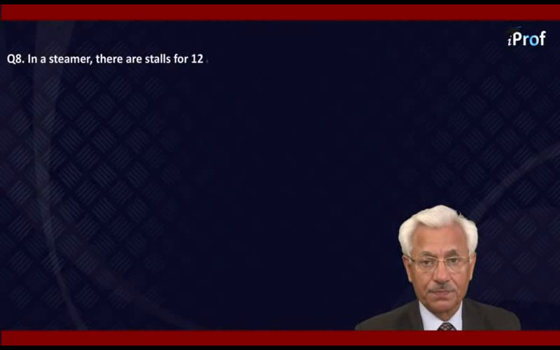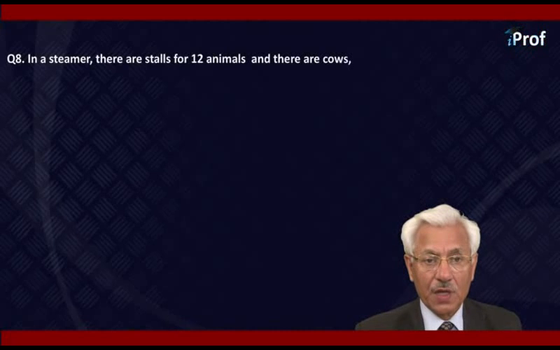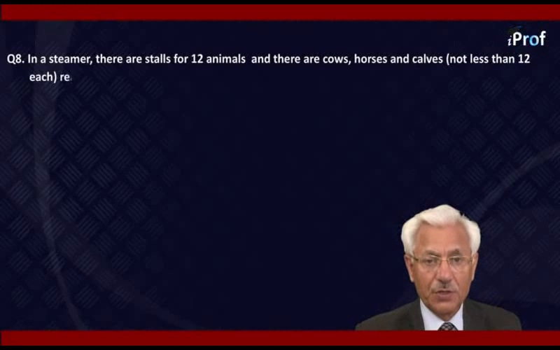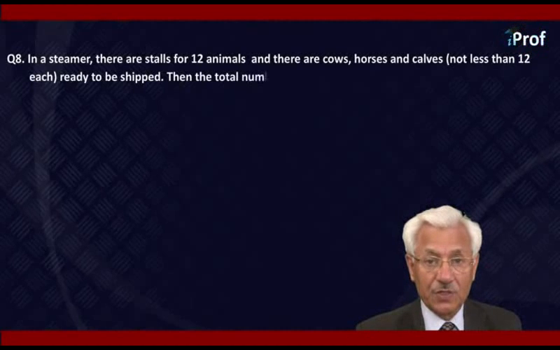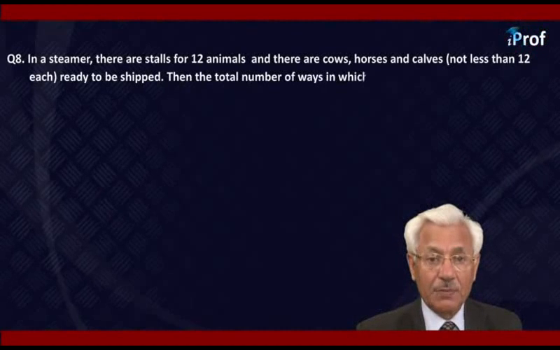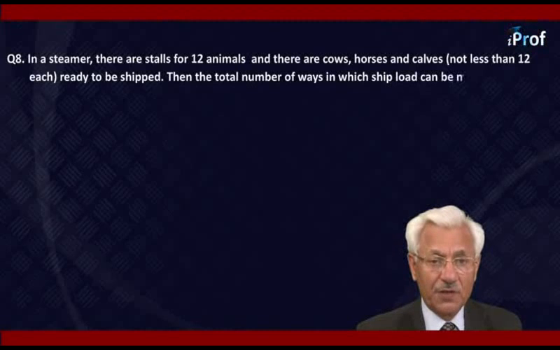In a steamer, there are stalls for 12 animals, and there are cows, horses, calves, not less than 12 each, ready to be shipped. The total number of ways in which the shipment can be made is: 3 raised to the power 12, 12 raised to the power 3, 12P3, 12C3.